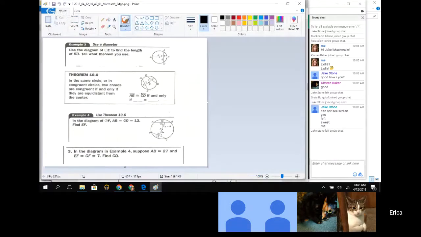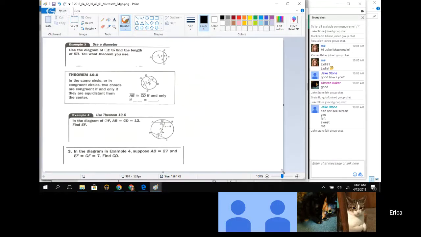Example 3 says, in the diagram of circle E, find the length of BD. Tell what theorem you used. Okay, so make sure you have your theorems that we just looked at. Just by looking at this, what theorem do you think I'm going to use? I'm not going to use 10-6 because I'm not talking about if two chords are the same length, right? I'm not really talking about 10-3 because that's talking about arc length. So I'm definitely going to use 10-4 or 10-5. I just have to figure out what it is. So I need to figure out what the length of BD is, right?